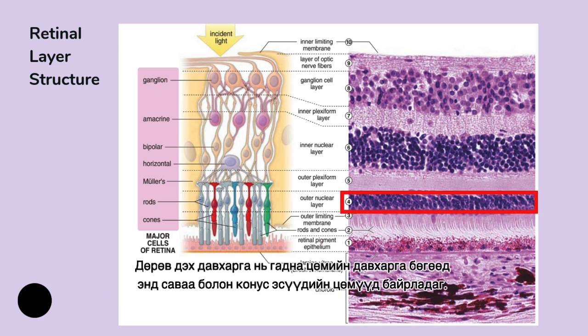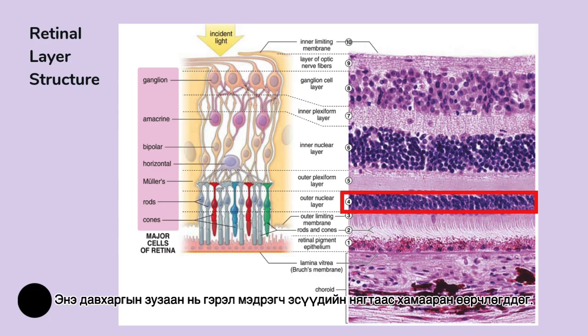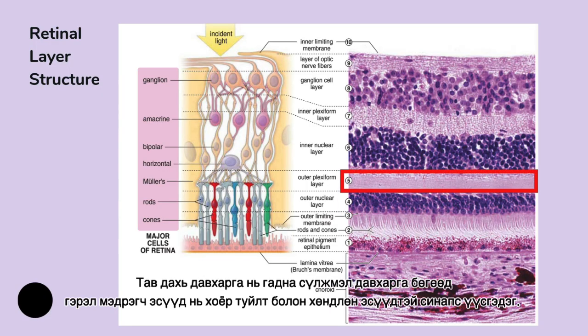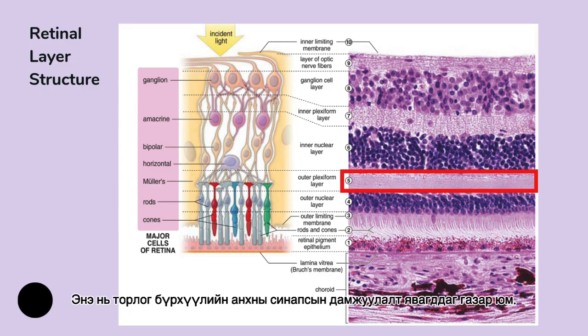The fourth layer is the outer nuclear layer, which contains the nuclei of rod and cone cells. The thickness of this layer varies depending on the density of photoreceptors. The fifth layer is the outer plexiform layer, where photoreceptors synapse with bipolar and horizontal cells. This is the site of the first synaptic transmission in the retina.